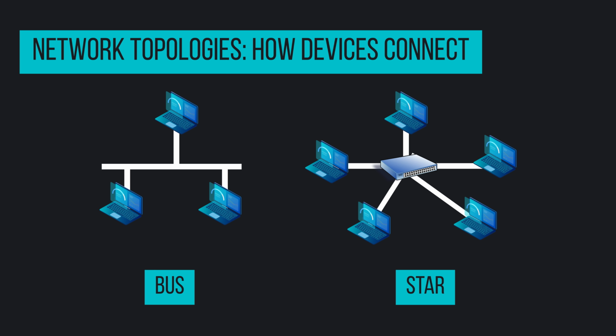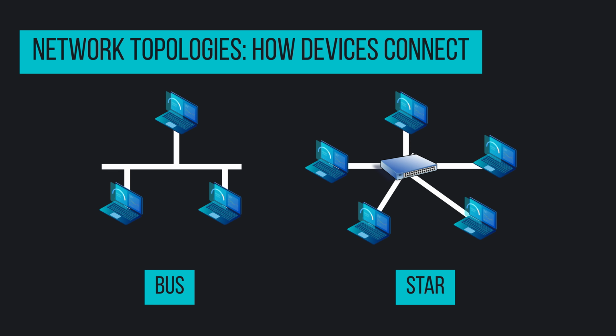Let's start with the bus topology. Imagine a single highway with all houses connected directly to it. In networking terms, this means all devices share one common communication channel, typically a long cable. Data travels along this cable and each device checks if the data is meant for them. It's beautifully simple and cost efficient for small networks. But here's the catch. If the main cable breaks anywhere, the entire network goes down. It's like closing the only highway, everyone is stranded.